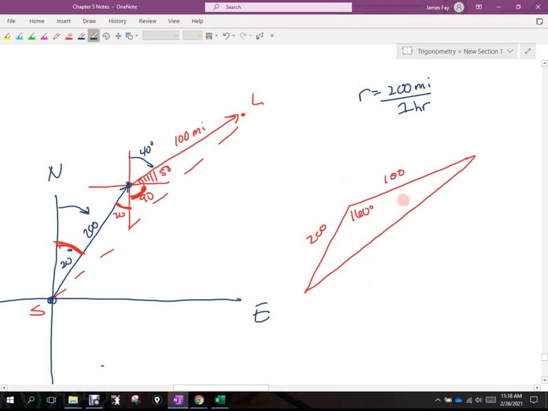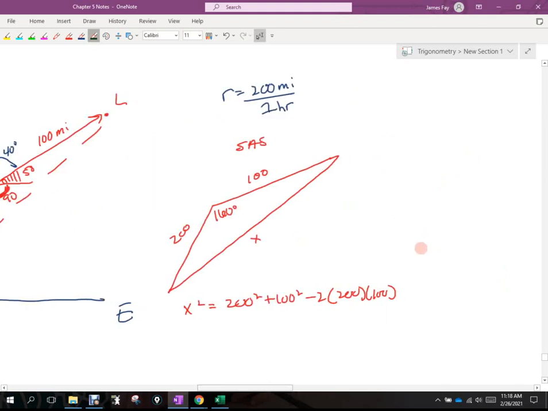What is this triangle? What orientation of parts is that if I wanted to find that distance x? That's side angle side. Can I say x squared is equal to 200 squared plus 100 squared minus 2 times 200 times 100 times cosine then of 160? Does that make sense to everybody?